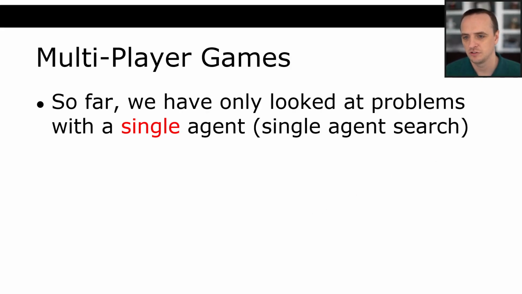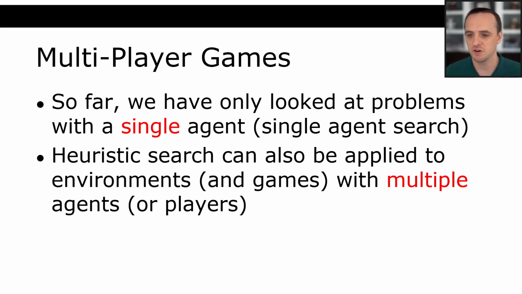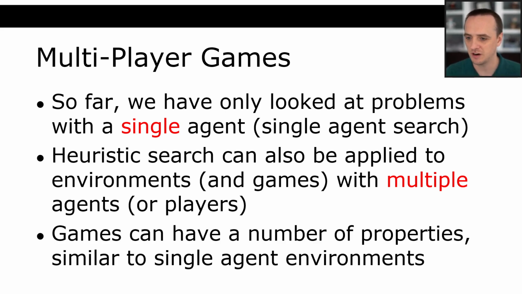Multiplayer games. So far in this course, we've only really looked at problems with a single agent. And so that's called single agent search. So for example, solving a puzzle or trying to compute a shortest path in an environment. Heuristic search can also be applied to environments or games with multiple agents, or in the case of games, it would be multiple players. And as we talked about before, games can have a number of properties. Multiplayer games can have a number of properties that are similar to single agent environments.